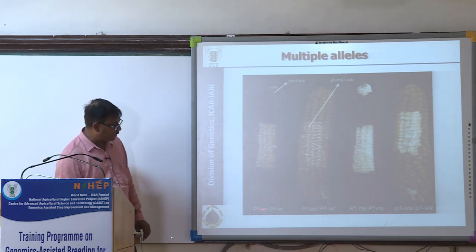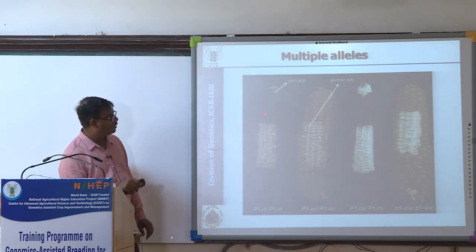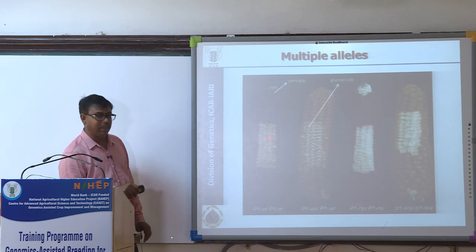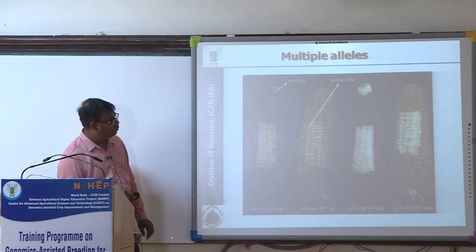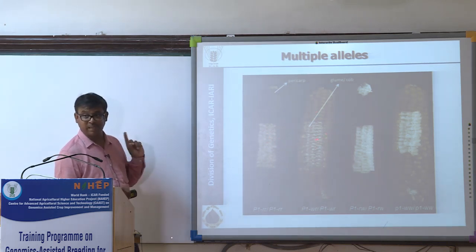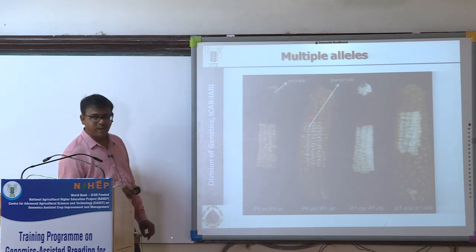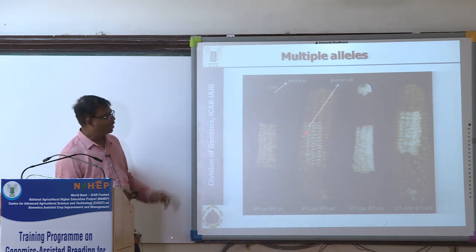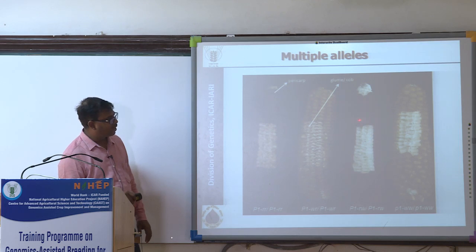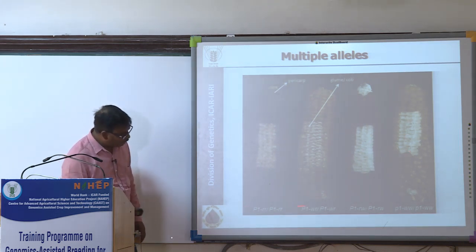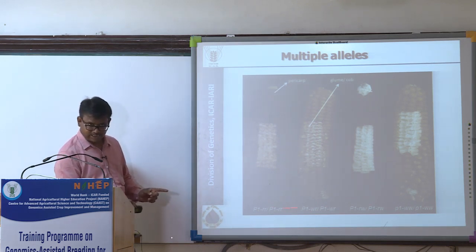So, here we write RR because the first R is the pericarp color and the second R is the cob color. Here it is W and R. First we have to mention the pericarp color, then the cob color. Here the cob is white, that is why you see the yellow color. So, it is WR, it is RW, and here it is WW. So, there are 4 alleles which are in homozygous condition.